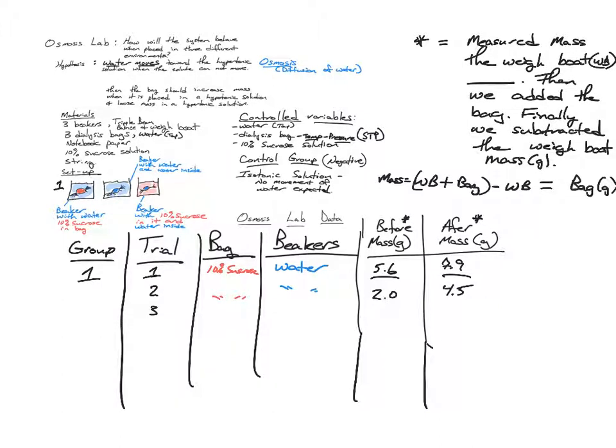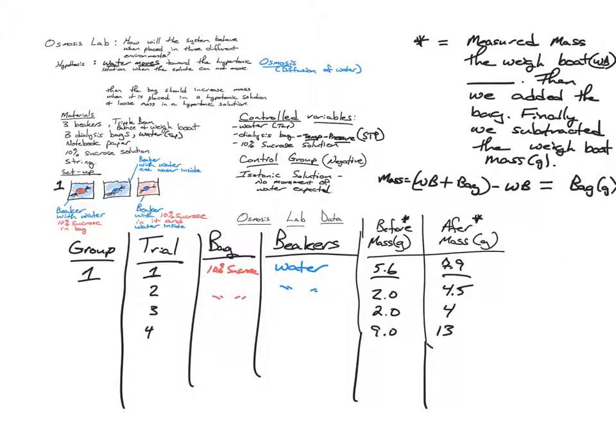Yeah, go ahead. Before we had 2 grams, and after we had 4 grams. All right. Before we had 9 grams, and after we had 13. Anybody else? Is that it? We only have 4 groups.